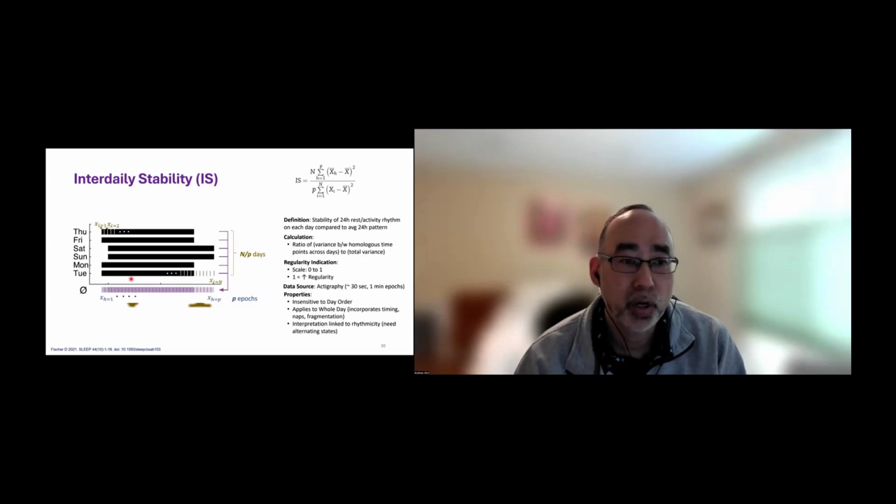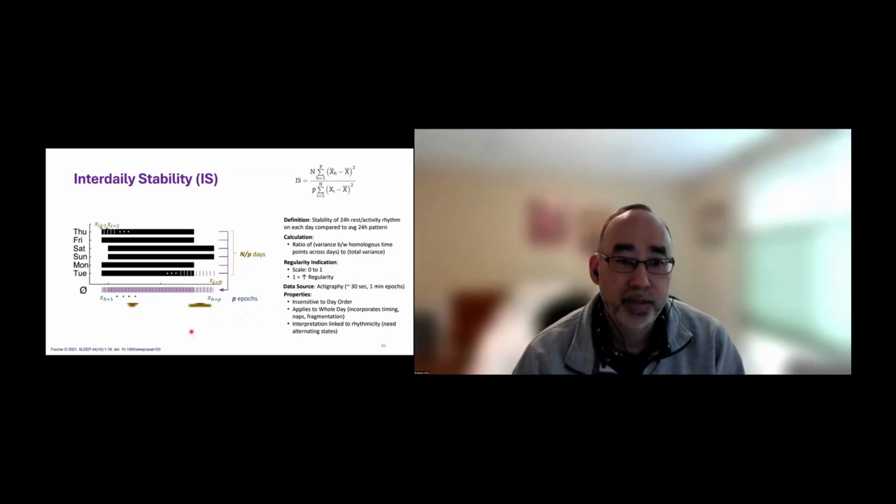Now, because you are getting such continuous, granular data, you cannot just use a diary in order to do this measurement. You have to use actigraphy. And in the literature, it appears that most of the time they use 30-second or 1-minute epochs.